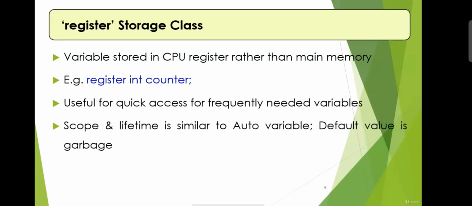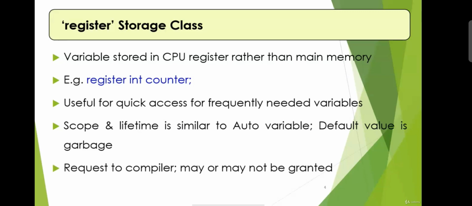Scope and lifetime of the automatic variable and register variable, they are similar. Default value for the register storage class is again garbage. Pay attention that storing a variable inside the register is a request to the compiler. This request may or may not be granted by the compiler.